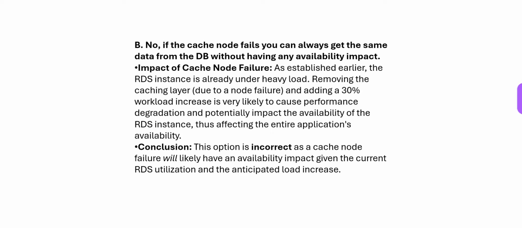So option B here, they are suggesting that if the cache node fails, no problem. The database will handle it because the database is highly available. So this will not work. We already said the database is overloaded, and the question is already telling you that 30% more load is going to come. They are going to add 30% more load. So how will the database handle it? Okay, so this is incorrect.